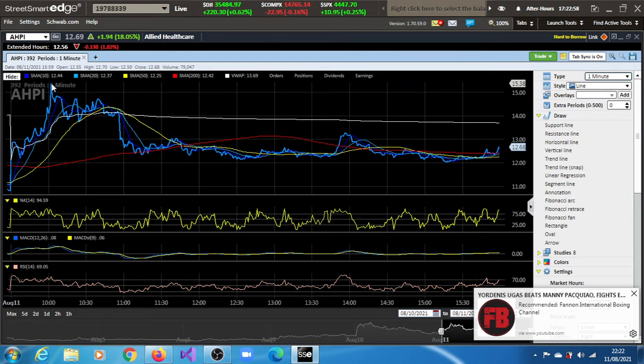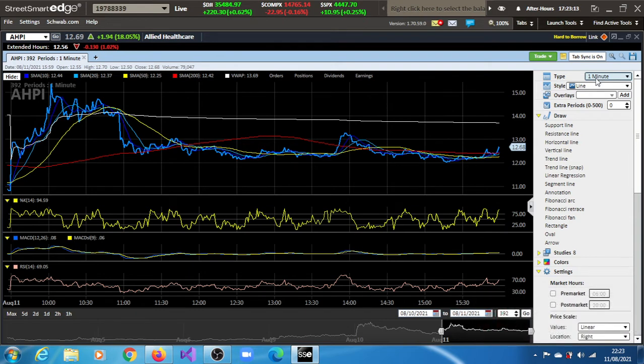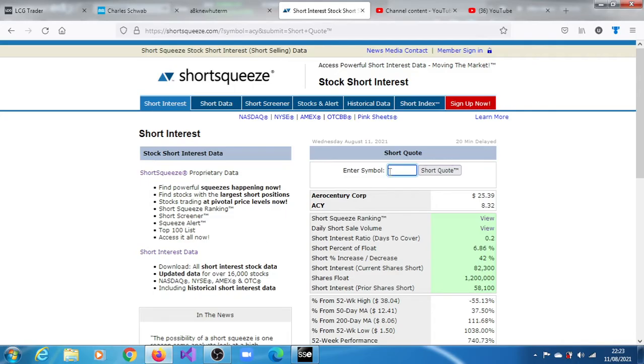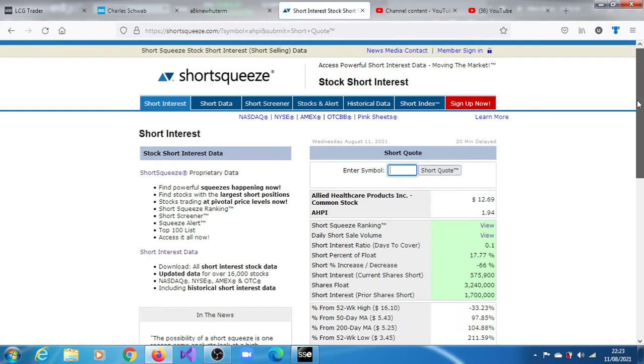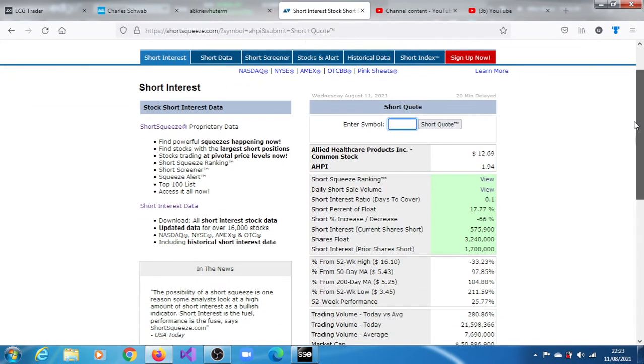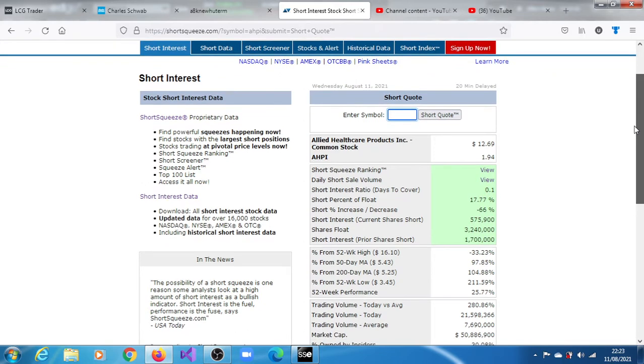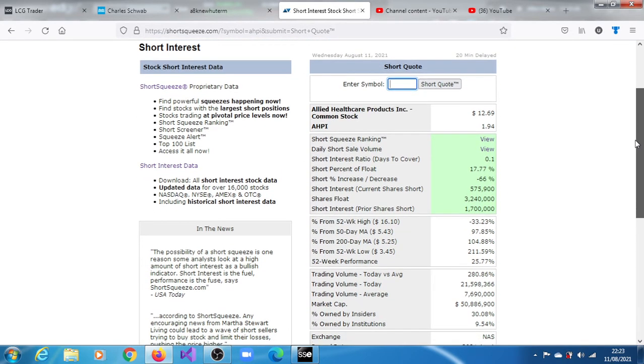It wasn't up to that, but at least up to 40%. So this is all that happened today alone. So yes, it's definitely also one of the stocks that has a handy amount of short interest, AHPI. Yes, you can see it's at 17.77%. It has decreased by 66%. Okay, so even at that, it is still something.